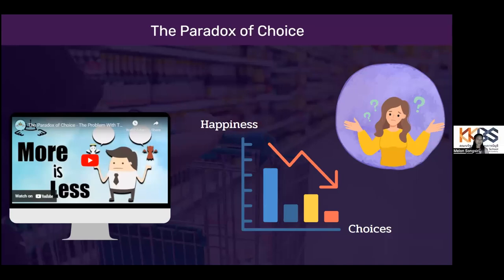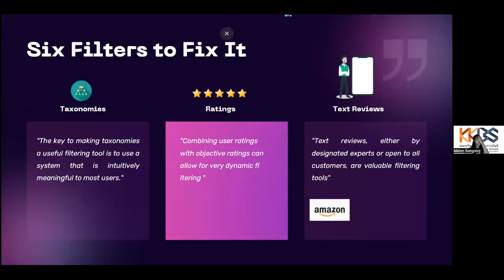Okay, for now you know exactly what the paradox of choice is. So next, I will let you guys know how to avoid it. We will go through six features to fix it. So let's go to the first one.